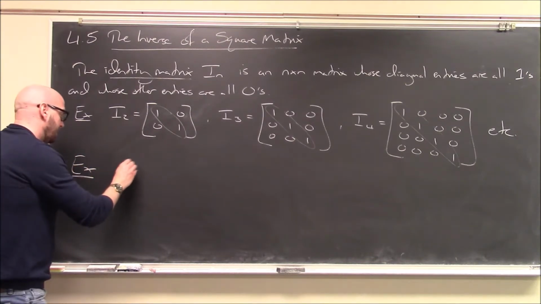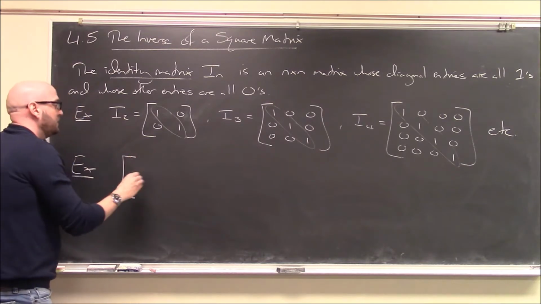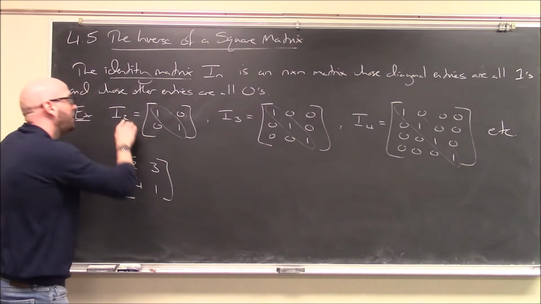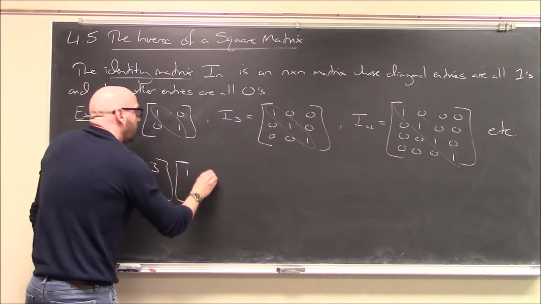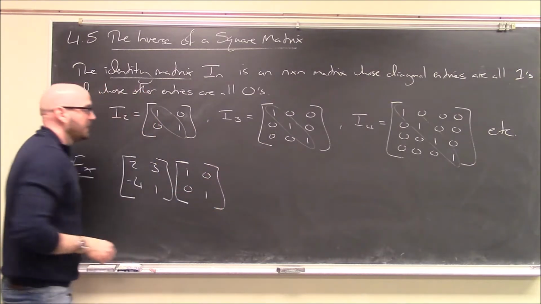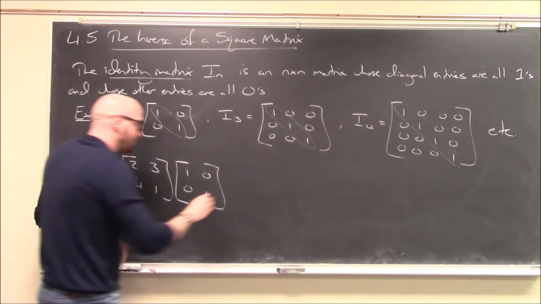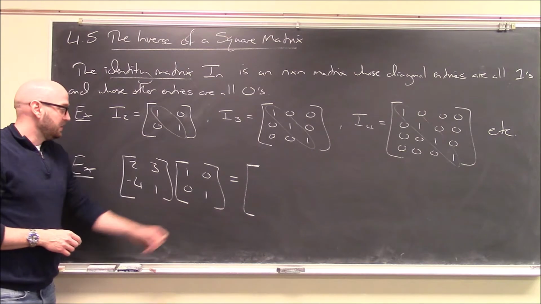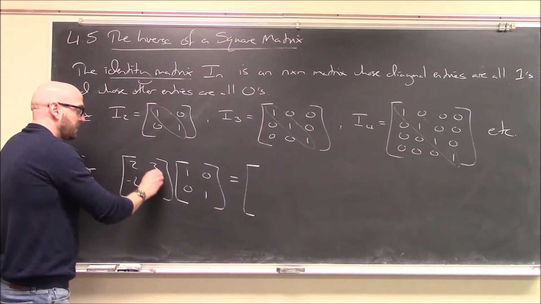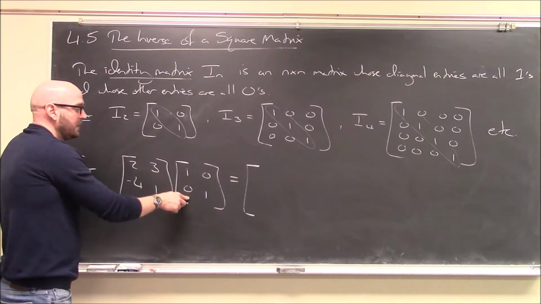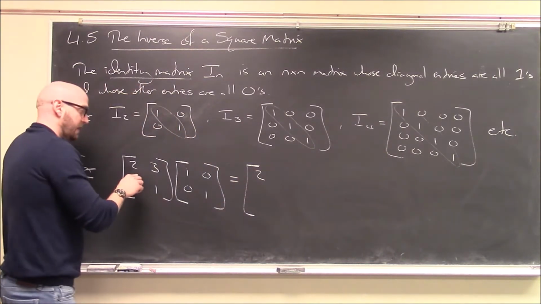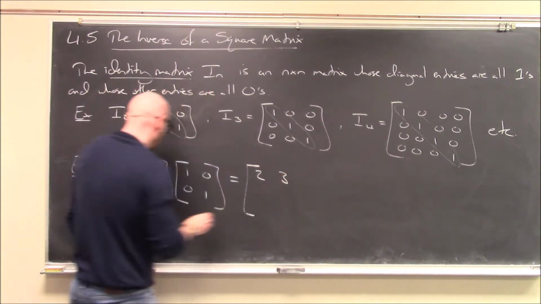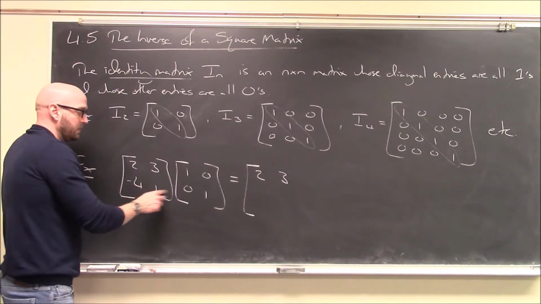I'll illustrate it now. Let's just take any old 2 by 2 matrix: 2, 3, minus 4, and 1. And we'll multiply it by I2, 1, 0, 0, 1, multiplying by the 2 by 2 identity matrix on the right. What do we get? This is defined, 2 by 2 times 2 by 2 is no problem. I'm going to do first row by first column: 2 times 1 is 2, plus 3 times 0 is 2. First row, second column: 2 times 0 is 0, plus 3 times 1 is 3. Then we've got minus 4 times 1 is minus 4, plus 1 times 0 is minus 4.